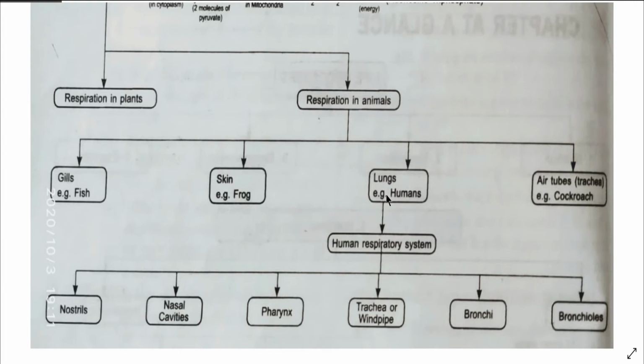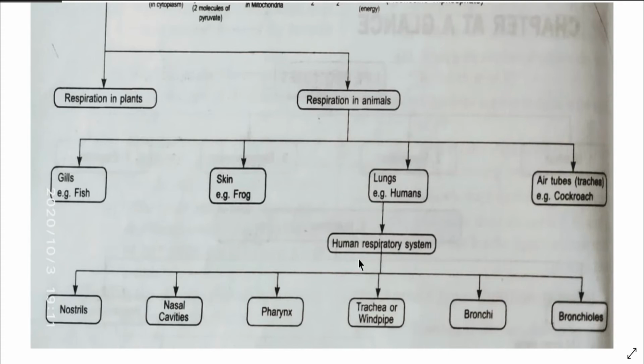In humans, the respiratory organ is lungs, and in cockroaches, the respiratory organ is trachea. They have a network of trachea, and the trachea's openings are at the side of the cockroach, the lateral surface side. They are known as spiracles. Clear? So these are the different organisms and their respiratory organs: fish, gills; frog, skin in water and lungs on the land; humans, lungs; and cockroaches breathe through the air tubes called trachea. Now, human respiratory system.